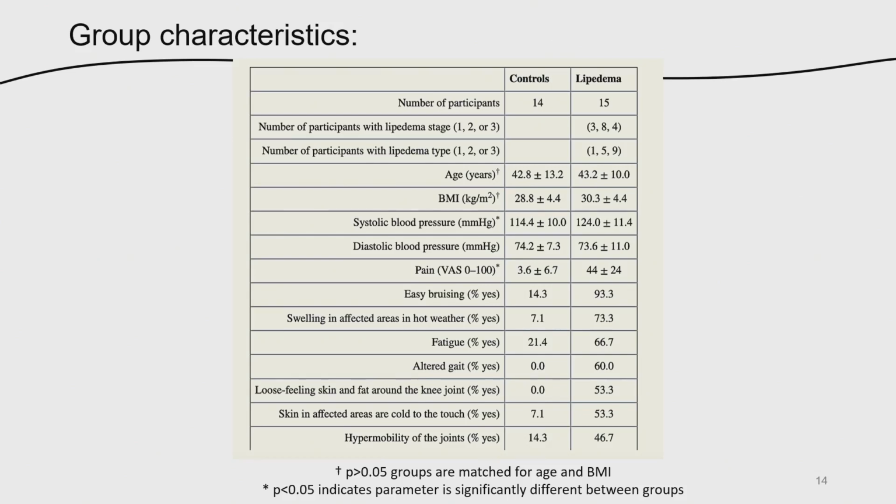So these patients had easy bruising, swelling in affected areas in hot weather, fatigue, altered gait, a loose feeling of the skin or fat around the knee joint. The skin was cold to the touch in, say, 50% of these patients, and hypermobility of the joints in another 50% of these patients.